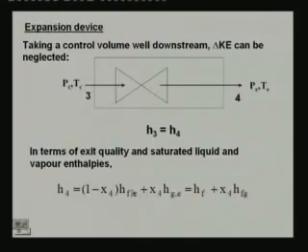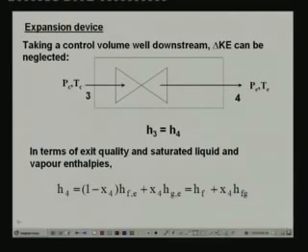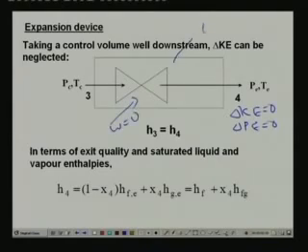Now if you take the expansion device, the expansion process is a throttling process, that means it's an isenthalpic process. If you take the control volume far downstream of the expansion device, then delta KE will be 0 and delta PE also will be 0, there is no work interaction, W is 0, and there is no heat interaction, Q is 0. So from the steady flow energy equation, H3 is equal to H4, or this is an isenthalpic process.